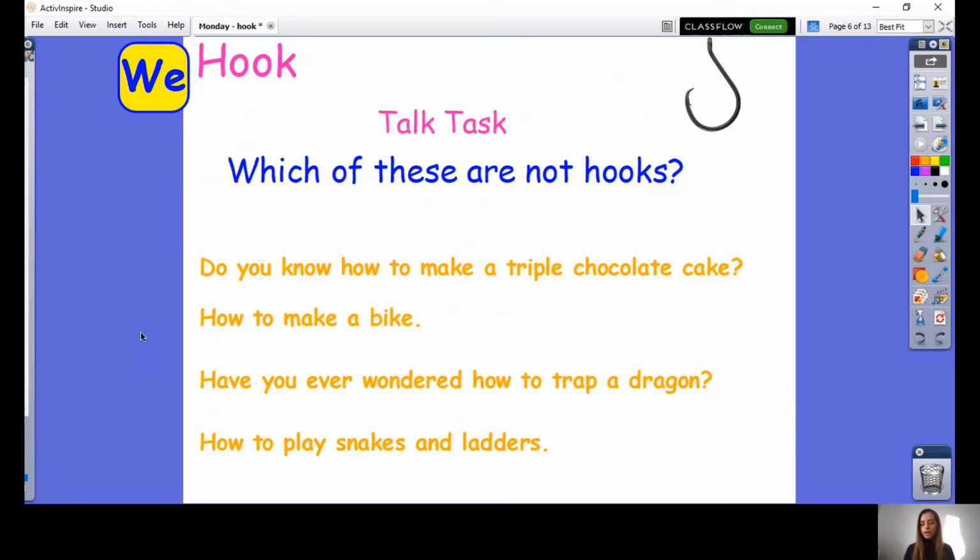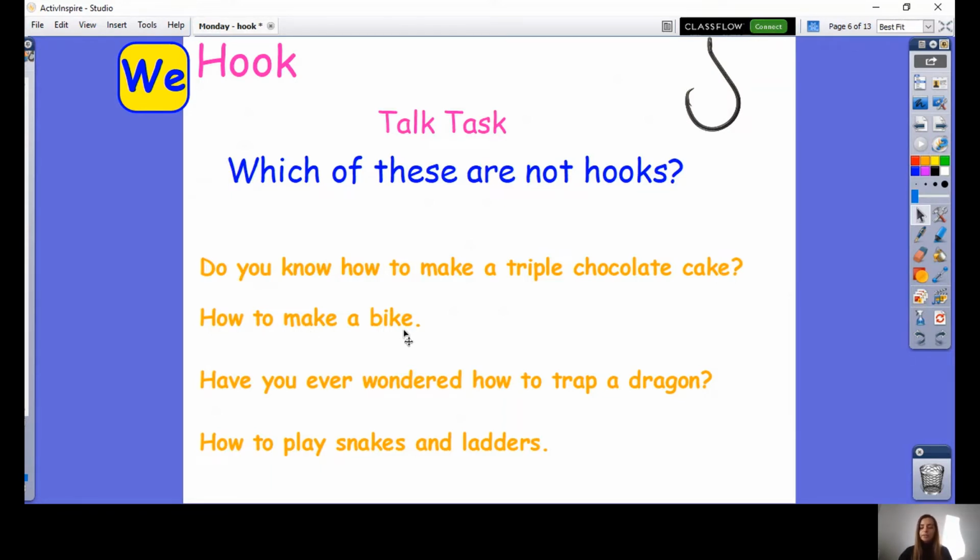Okay, let's go through our answers. Do you know how to make a triple chocolate cake? Is that a hook? Fantastic, it is. It draws you in and makes you really want to make a triple chocolate cake. And it uses a question mark, so it's asking you a question.